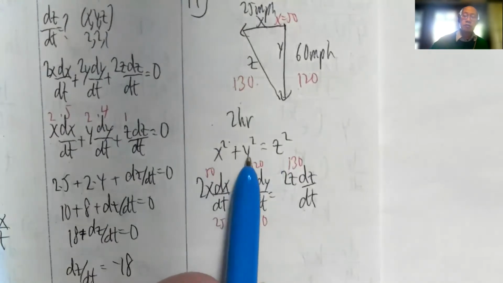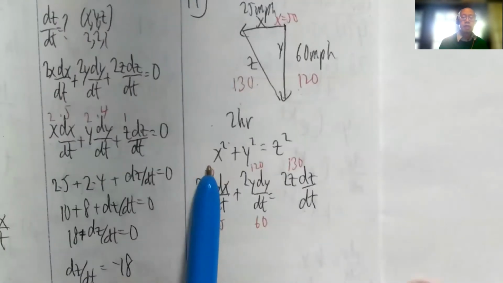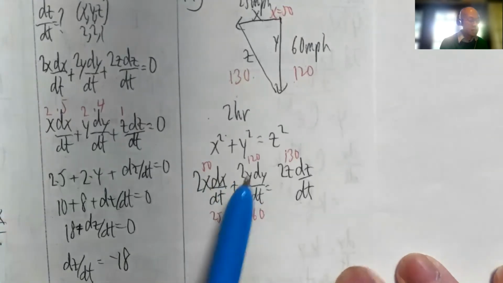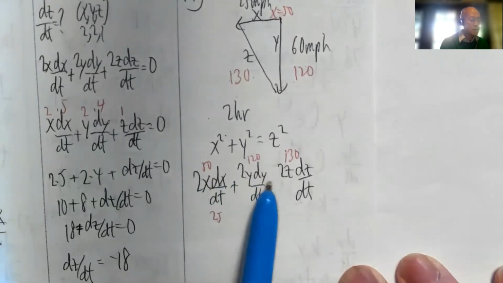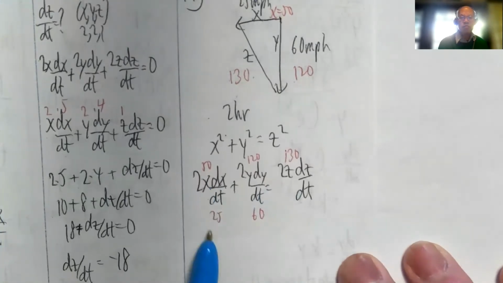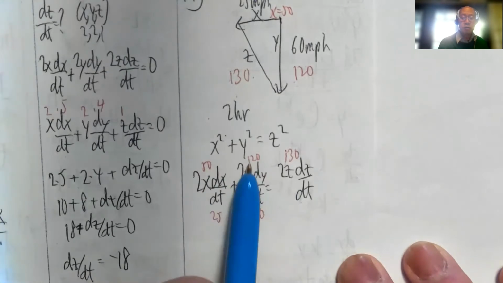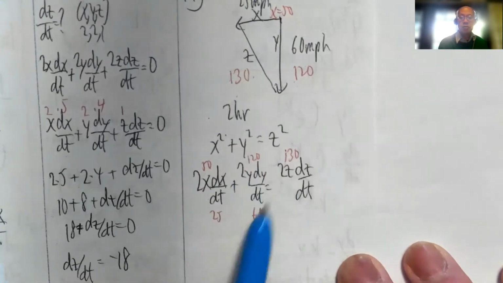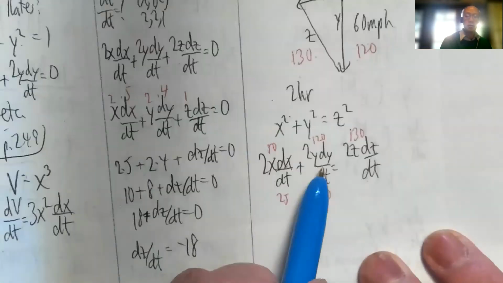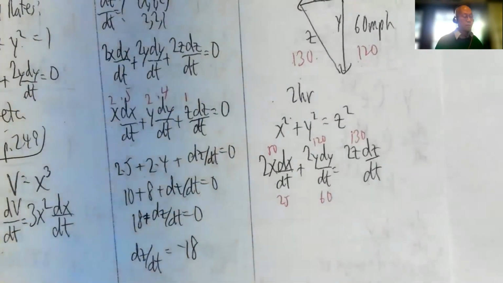All right, so x squared plus y squared equals z squared. Differentiate with respect to t. 2x dx/dt plus 2y dy/dt equals 2z dz/dt. And then I plug in. So 50 goes here, 25 goes here, 120 goes here, 60 goes here, 130 goes here, and then I solve for dz/dt. Okay. And then your answer is going to be so many miles per hour for 17.